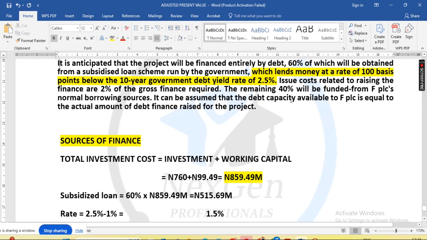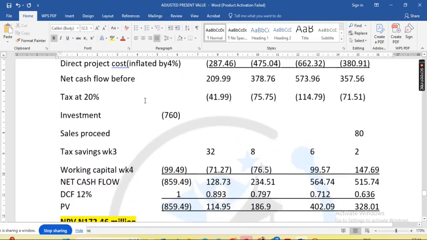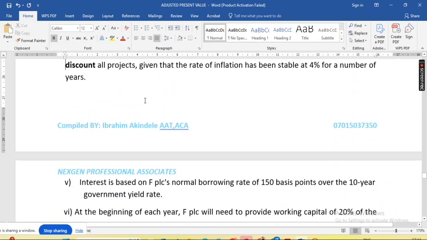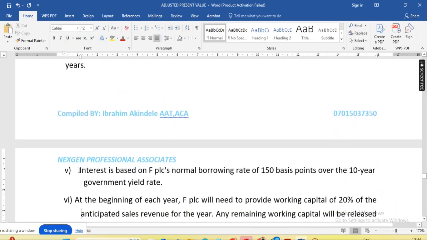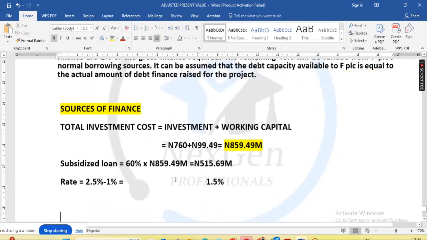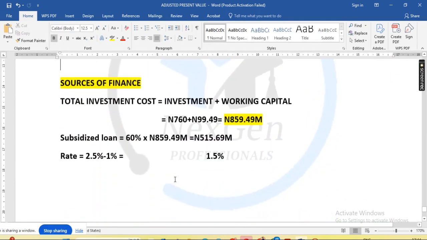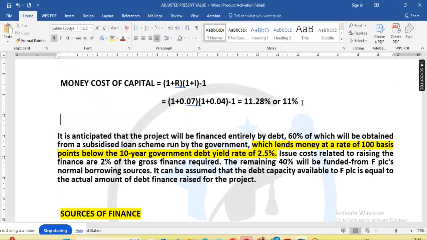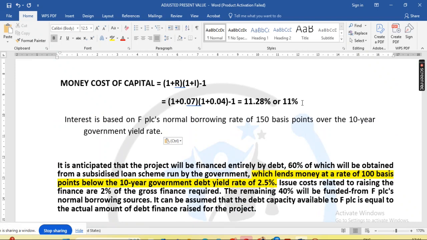Now, the remaining 40% will be funded from FPLC normal borrowing sources. Let me quickly copy that normal borrowing sources statement that was mentioned, so that you'll be seeing the two. This question, the financing part, is the interesting part. Just pay attention.